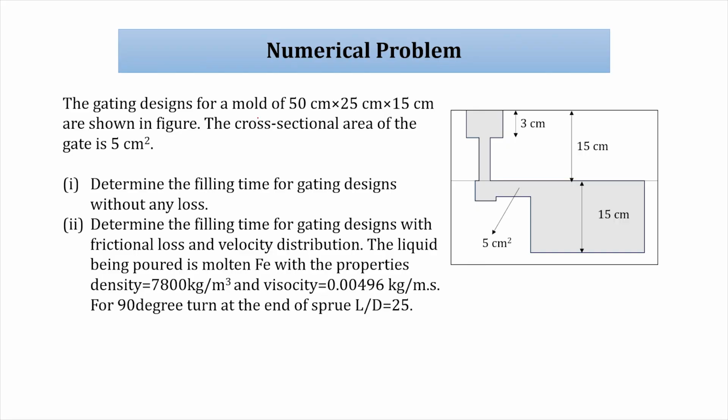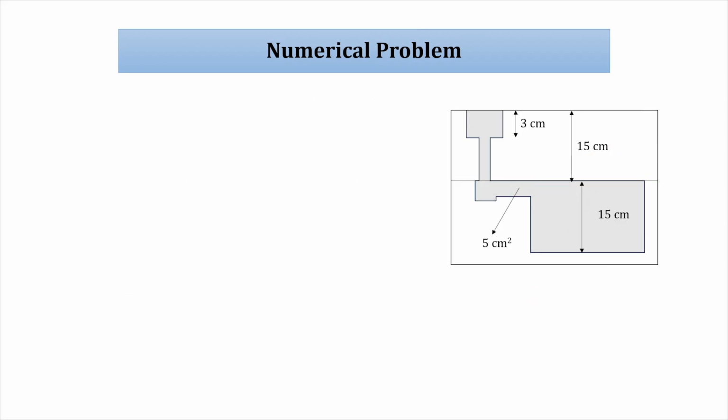So, gating design of the mold: the volume is given, 50 into 25 into 15 cm, as shown in the figure. The cross section area of the gate, AG, is given as 5 cm square. You can think both cross section areas are the same, so we can take 5 cm square. Determine the filling time for the gating design without any loss.